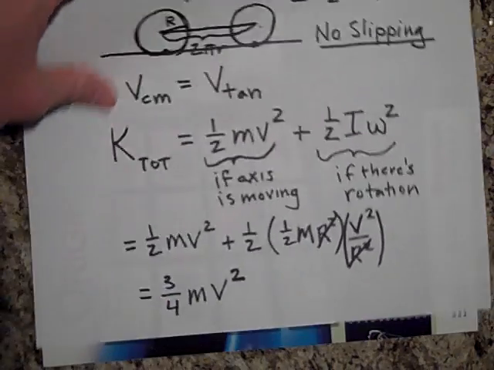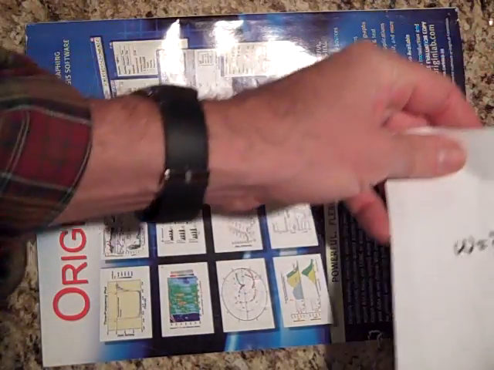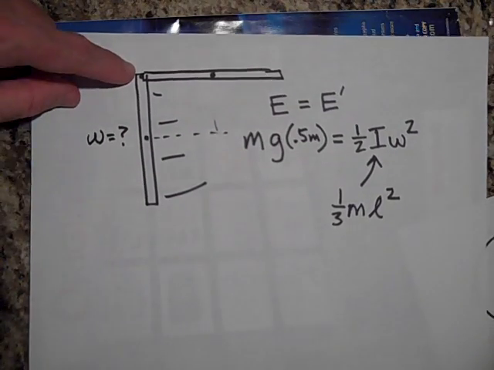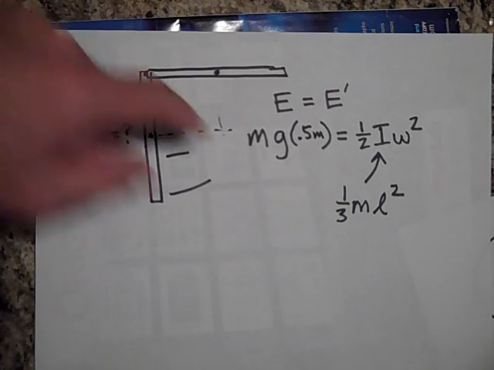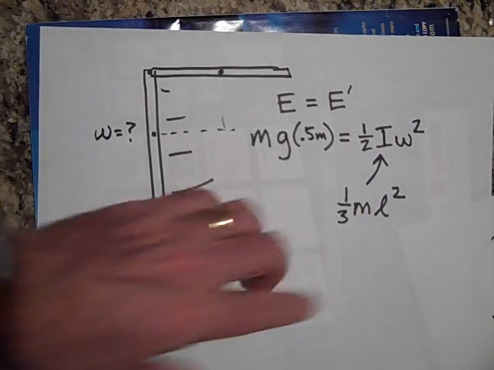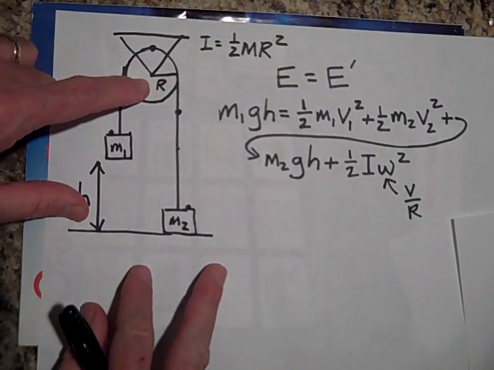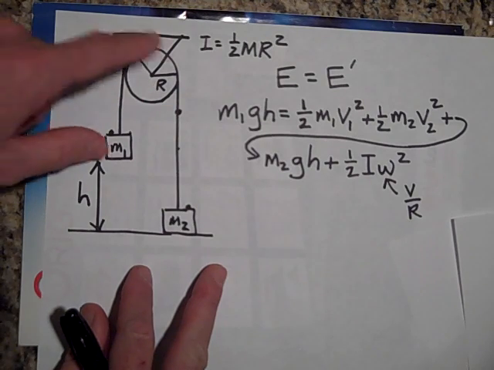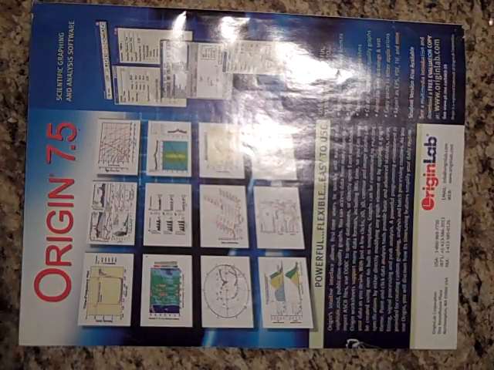Okay, notice that in the two examples that we looked at already, the axis wasn't moving. You remember we did this in the last video? That axis wasn't moving, and so we didn't have a 1/2 mv squared. Same thing with this one, this axis is not moving. And so it just has a rotational kinetic energy, but not a linear kinetic energy. Let's do one where you have both, where it is moving.